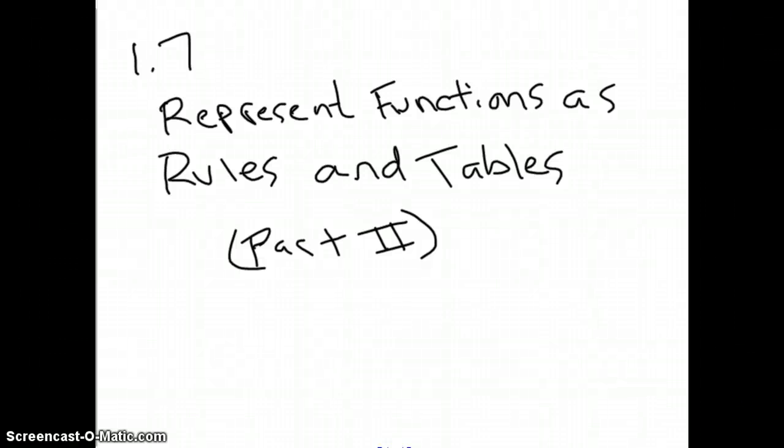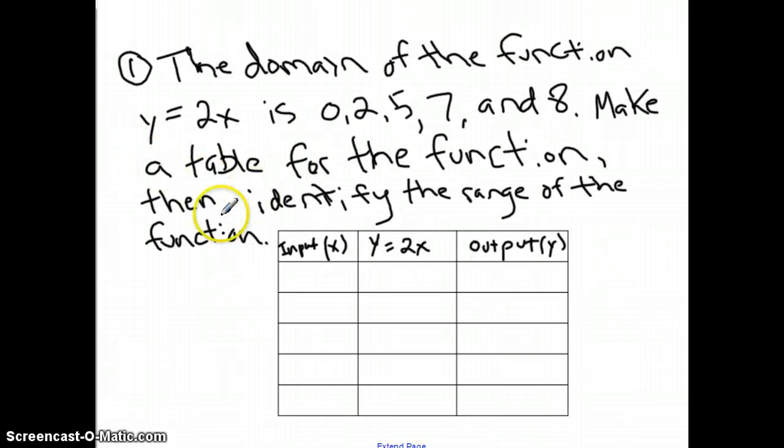Alright, so we're going to continue on with Chapter 1, Section 7, Represent Functions as Rules in Tables. So we'll look at a couple different examples here. In this problem, it tells us the domain of the function y equals 2x is 0, 2, 5, 7, and 8. It also asks us to make a table for the function, then identify the range of the function.